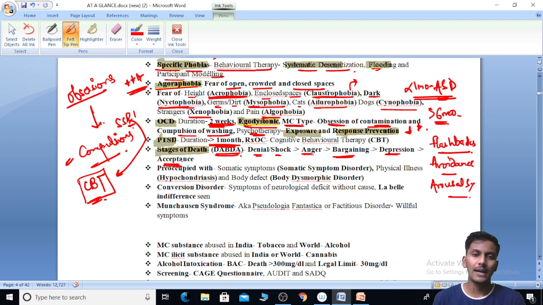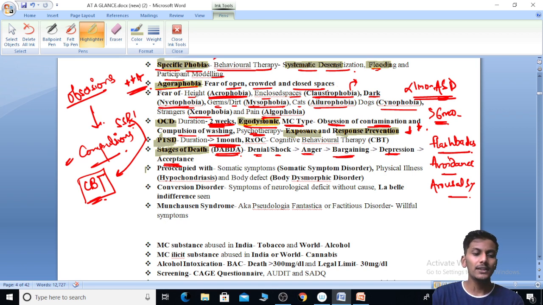So this is known as DABDA. First is denial or shock. Second is anger. Third is bargaining. Fourth is depression. And fifth is acceptance, which are the 5 stages of death. Yaad rakhna. Now, let's see some important disorders, jinke definitions puche jaate hai bar bar and that you need to know.